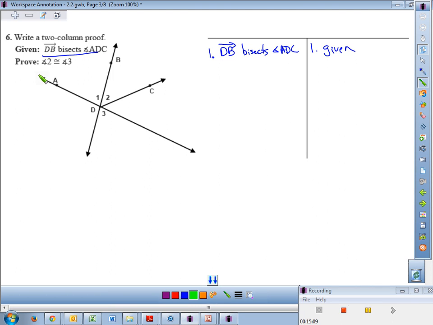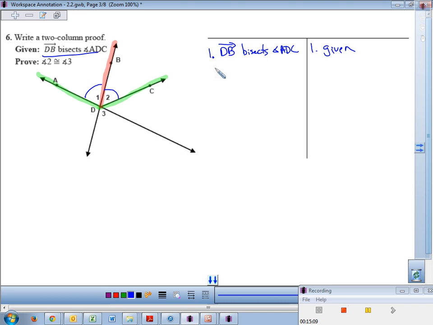Angle ADC is this guy, correct? Didn't this dude, ray DB, bisect it? So where do the arc marks go? In here and in here. Notice how I staggered them also, so I can tell there's two different arc marks. That's what the arc marks are all about. That's what this means. So since we mark it, we better go write it down for step 2.